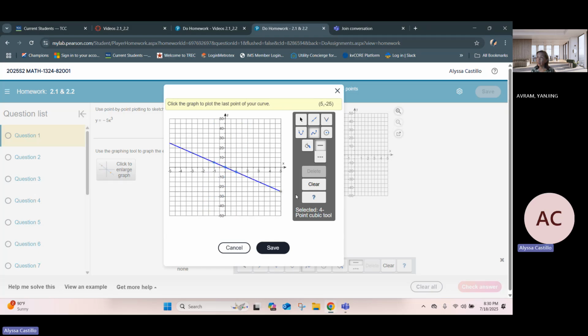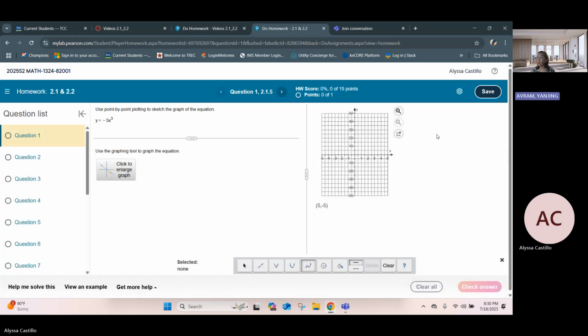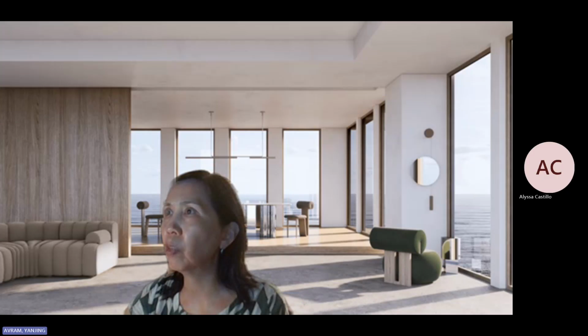So when I move my arrow, the graph moves too. So all right, let me go to mine. I'll show you one because you just have to click that and save that. All right, let me share my screen instead, and I will go to you. Let me share my screen.